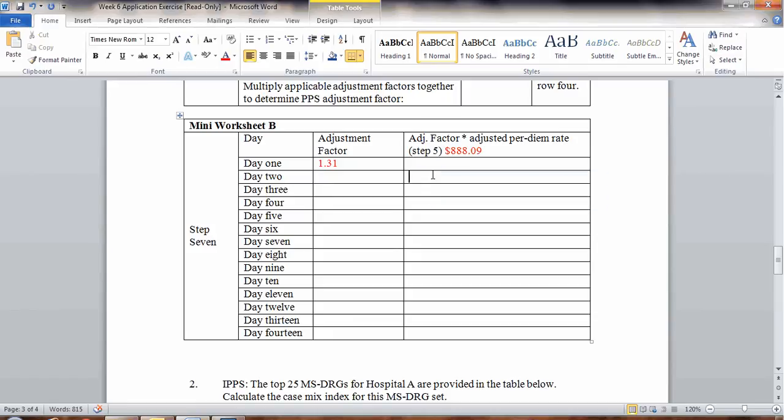You're not going to apply it to your calculated amount from step 1 or day 1, day 2. You're going to continuously go back to this $888.09 because it is our adjusted per diem rate. So regardless of what the adjustment factor is, just be sure to bounce back up to this particular rate so that you're completing the exercise appropriately.